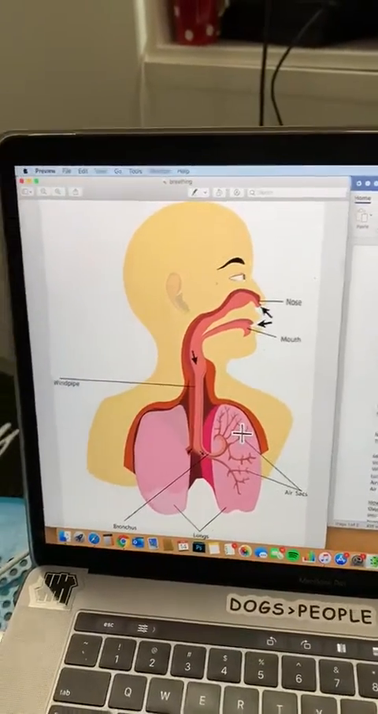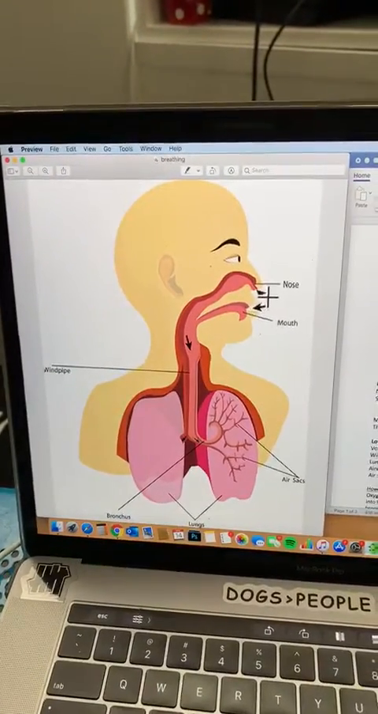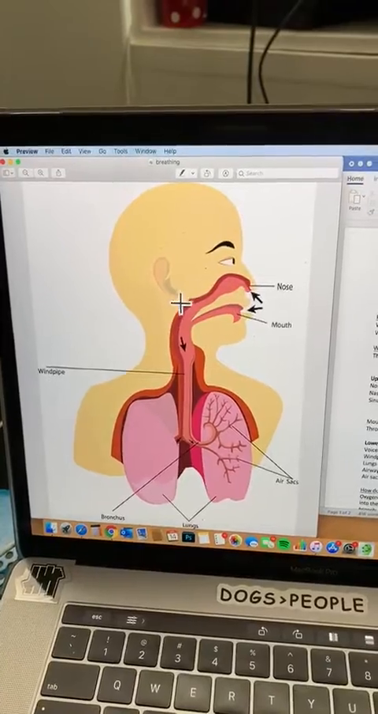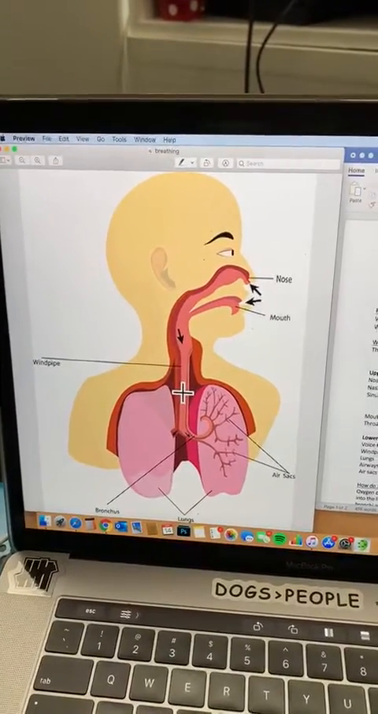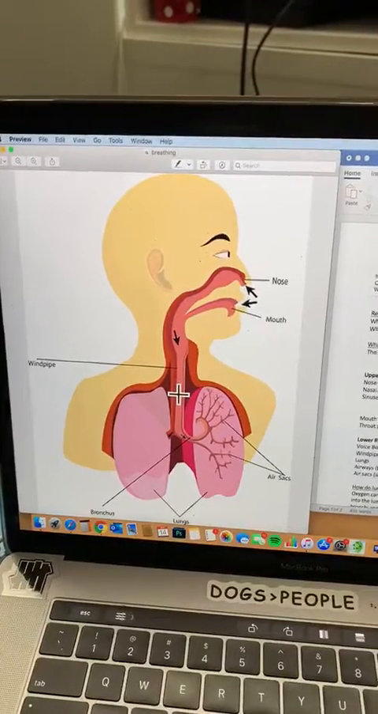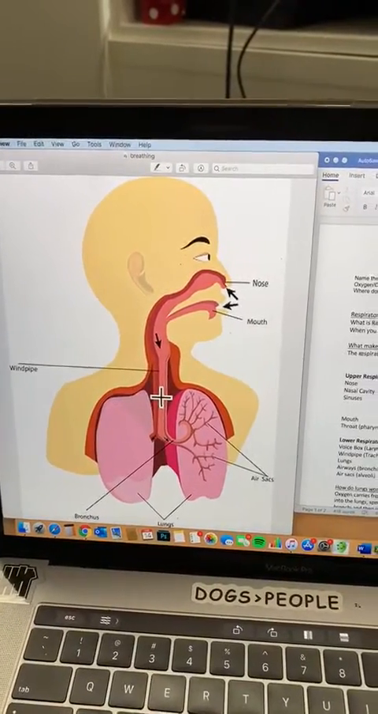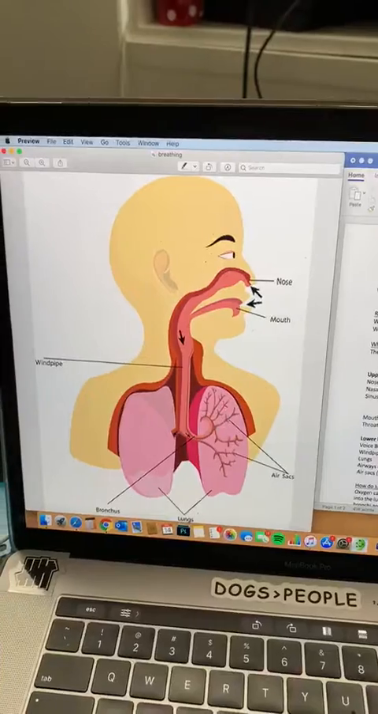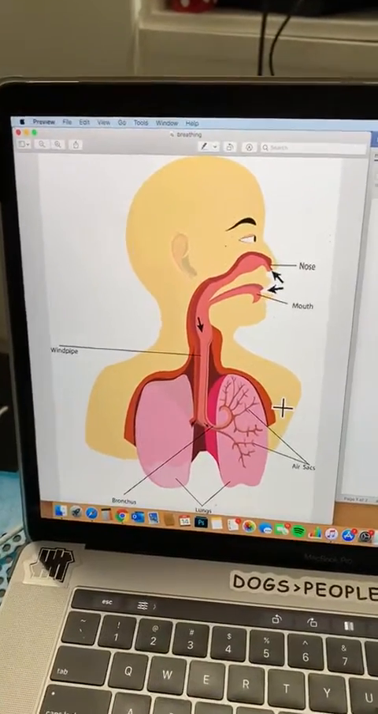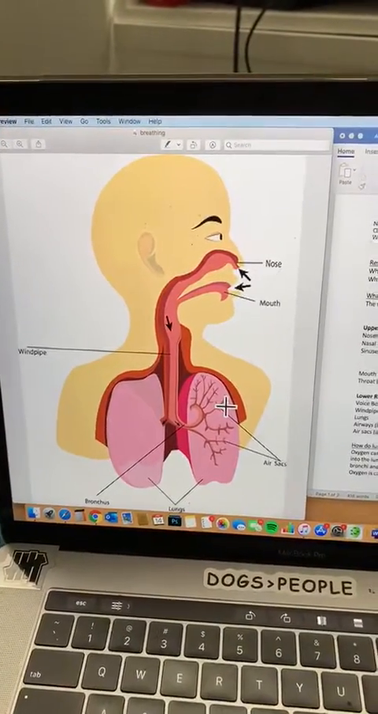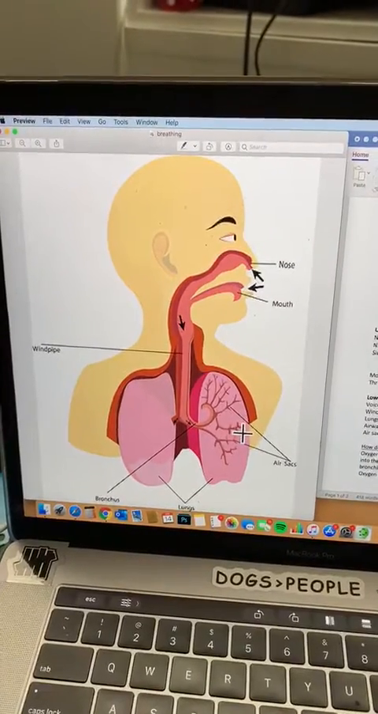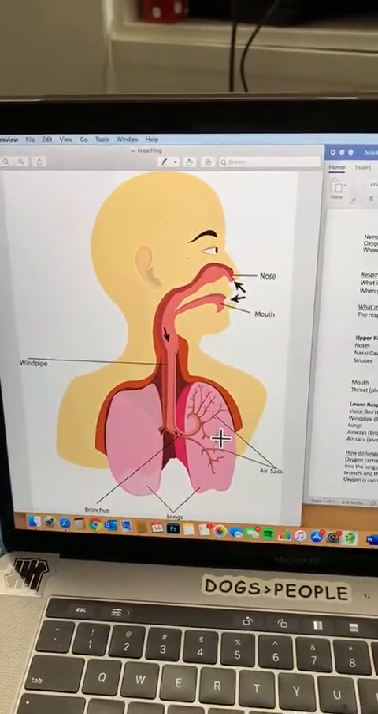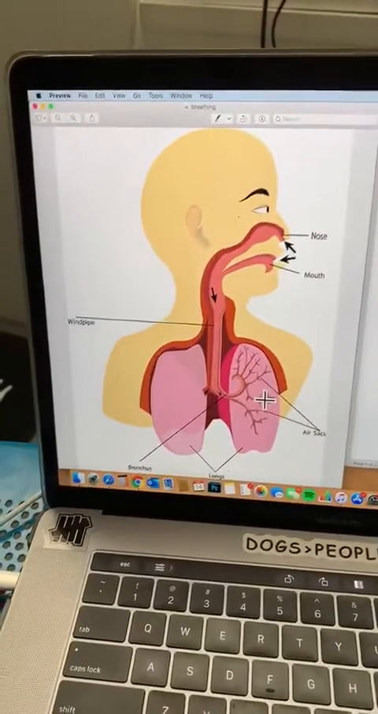So the process. We breathe in through our nose, in through our mouth, and then it goes down our windpipe, our trachea. This then goes into our bronchi, which leads into our lungs, and then fully into the air sacs. And that is when oxygen is carried through the rest of our body through red blood cells that got passed through the air sacs, and then that leads through the rest of the body.